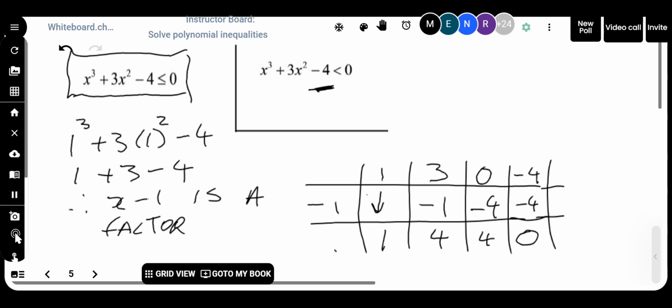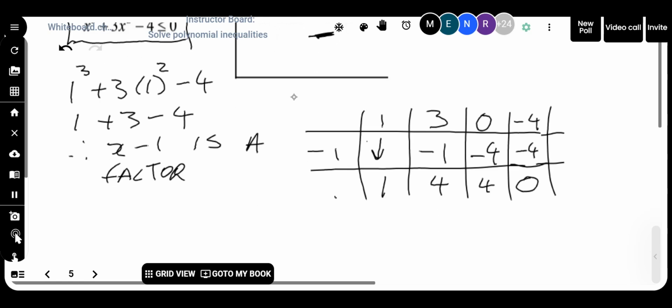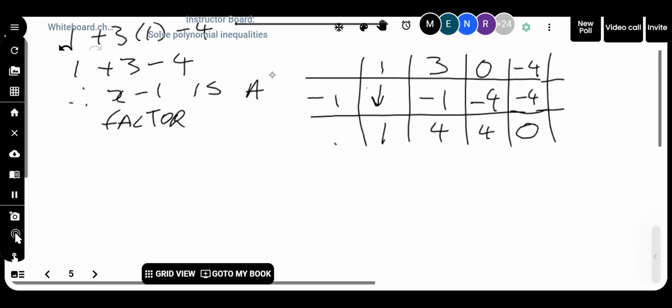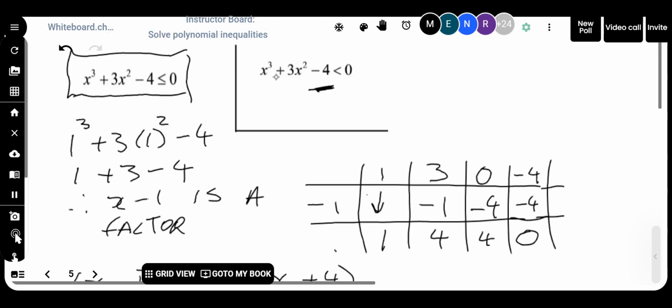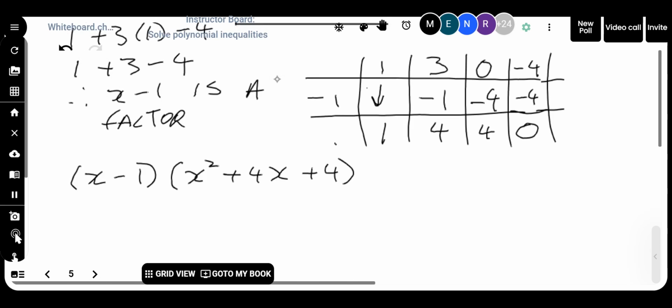That represents the result of the synthetic division. So I'm going to rewrite this now as the first factor, which is x minus 1, followed by, drop a degree, x squared plus 4x plus 4, there's no remainder, and all of this is less than or equal to 0. Just let me remind you what we're doing here.